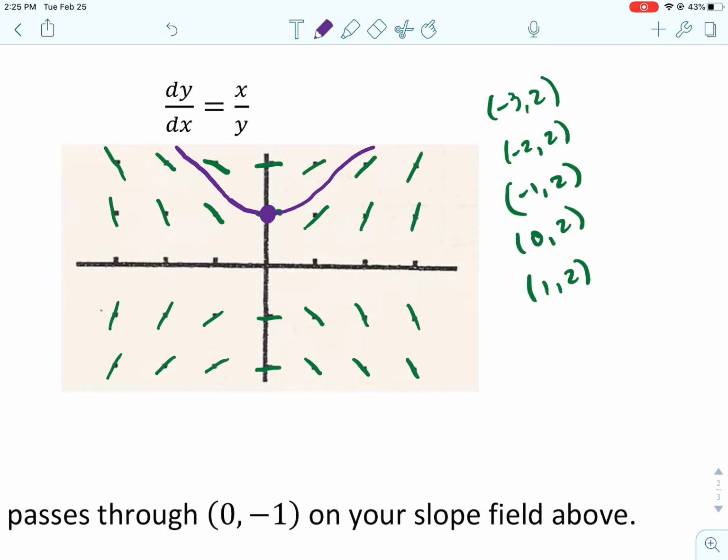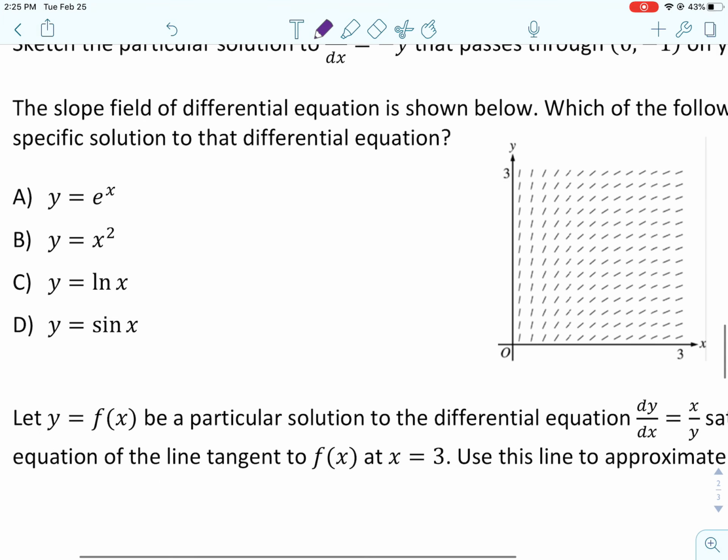All right, any questions? One thing they love to put on the AP exam are questions where you have a graph of a slope field and you have to match it with the equation that would be a general solution to the differential equation, which we haven't found yet, but we will. So we're really looking at these slopes and determining what function family this would belong to.